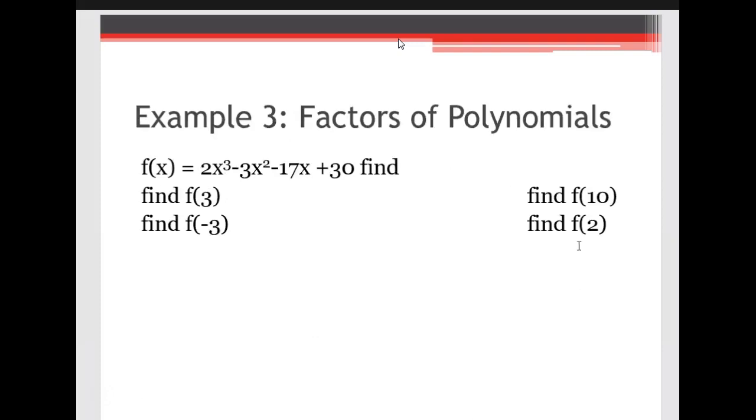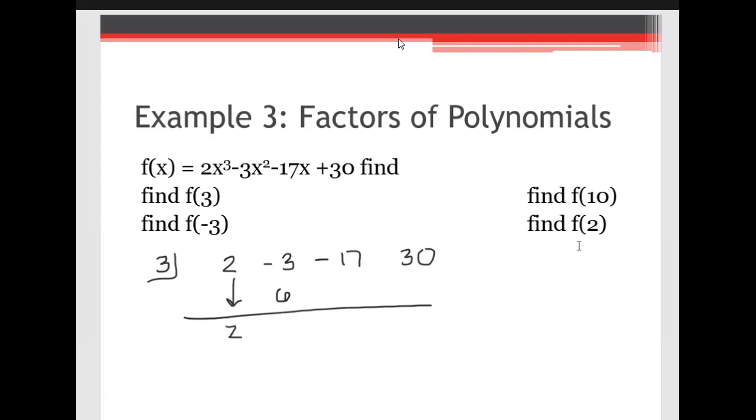Okay, so for example 3, we just want to find 3 values of that function, and we're going to use synthetic for each of them. So you're going to plug in your 3, with coefficients 2, -3, -17, and 30. We always bring down the first, multiply, add, multiply, add. The hardest part, I think, of synthetic substitution is making sure you don't lose your negatives. So like -17 and +9 is going to give you -8. And then you get -24. So you get 6. So what that means is f of 3 is equal to 6.